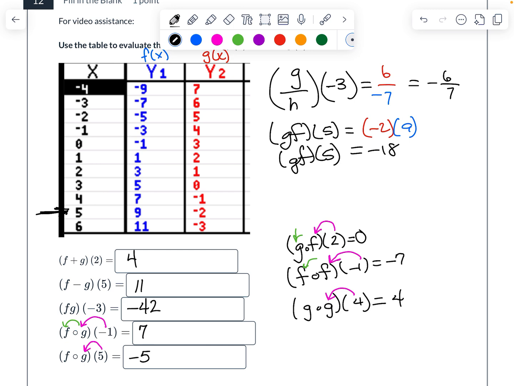So that is it, my friends. Please don't make this harder than it is. It's pretty straightforward. Algebra, the math is definitely straightforward. It's just understanding what to do. That's a little challenging sometimes.